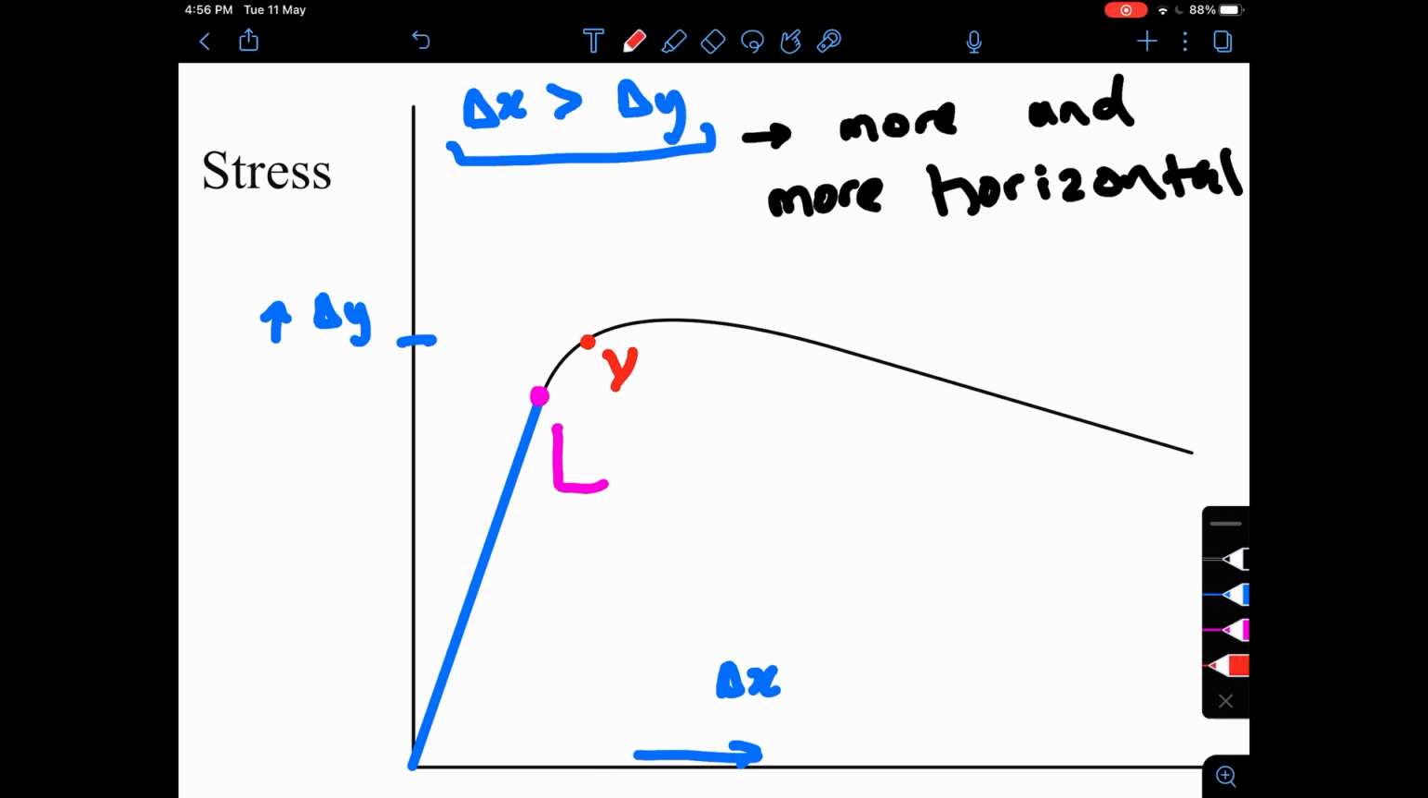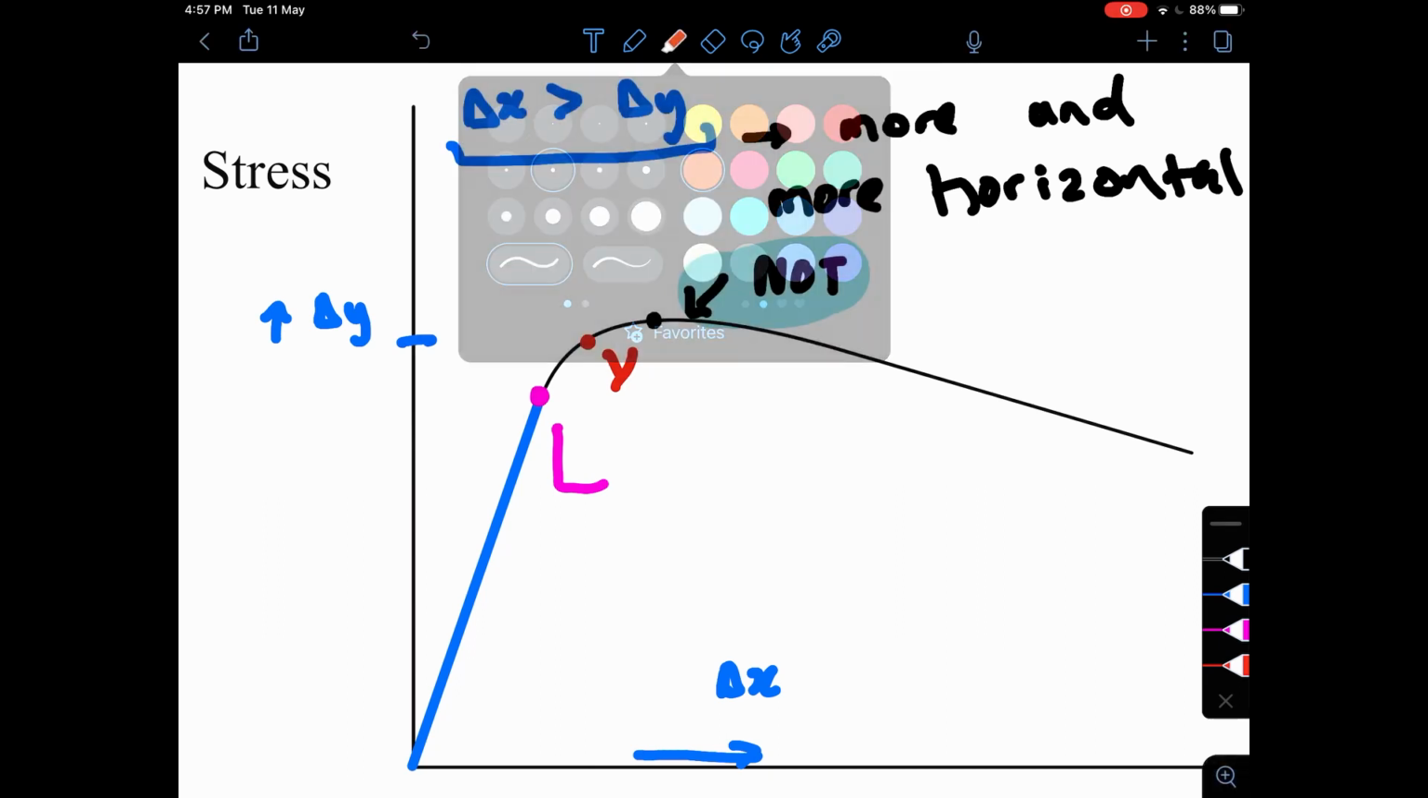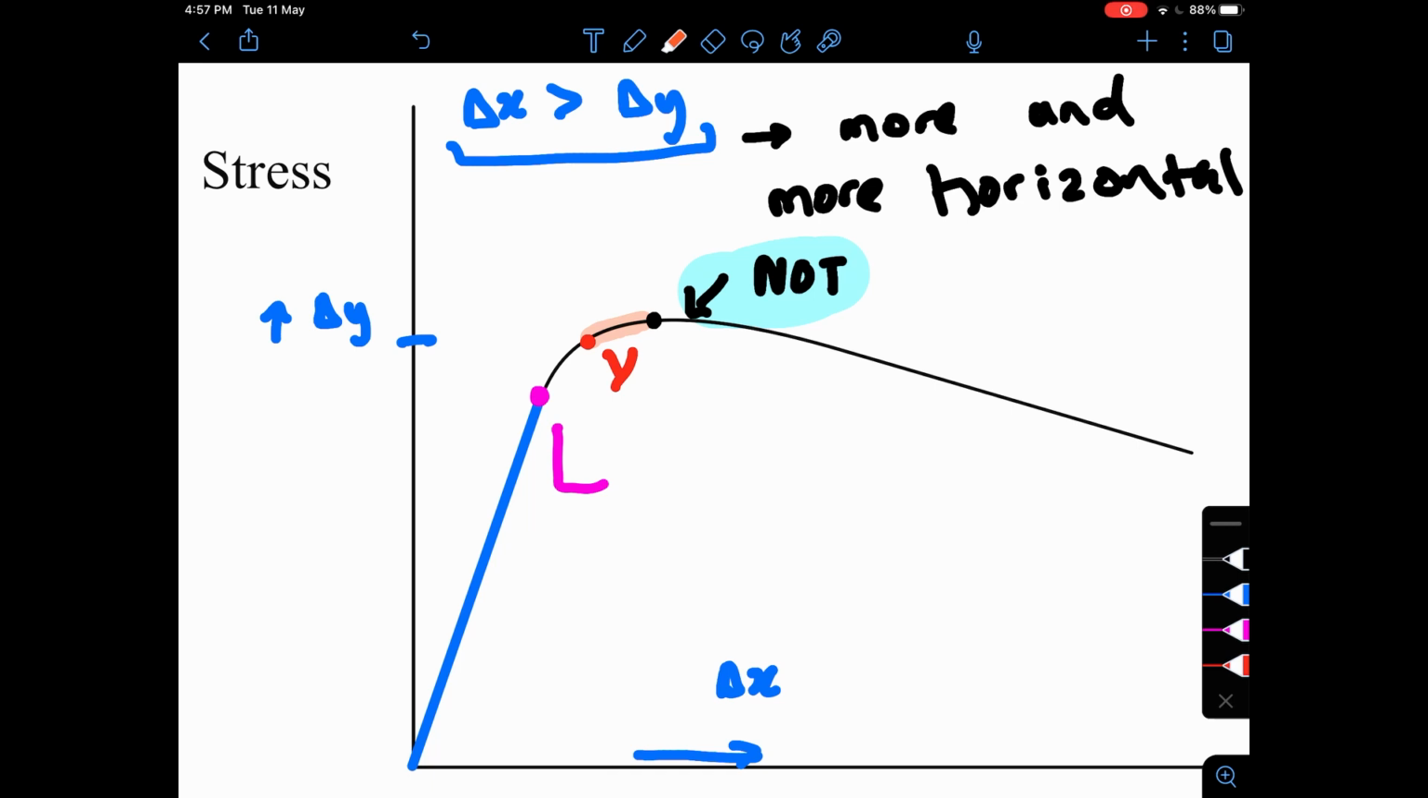Now, the key thing to note here is that the answer is not the highest point of the graph, because the highest point of the graph is actually its ultimate tensile strength. So it is not the maximum point. Some people might think it's this point. It's not, because that point refers to the ultimate tensile strength of the material. This yield point is when the graph becomes super horizontal. From here to here, it's very horizontal, a lot more horizontal than the other parts. That's what you need to know.